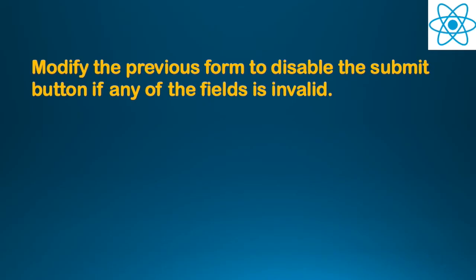Let's look at the next exercise. Modify the previous form to disable the submit button if any of the fields is invalid. So this is a common functionality we have seen, that if any field is invalid, then you just can't click on the submit button. The submit button becomes disabled. And if all the fields are valid and have been filled, then only the submit button is enabled. So let's see how to do that.